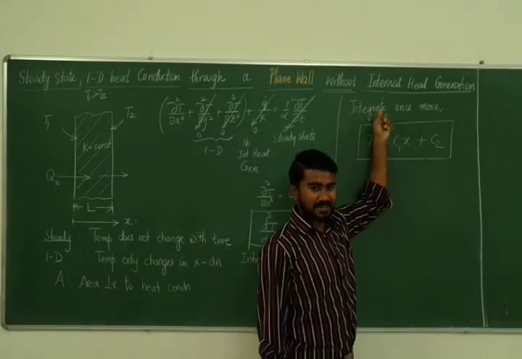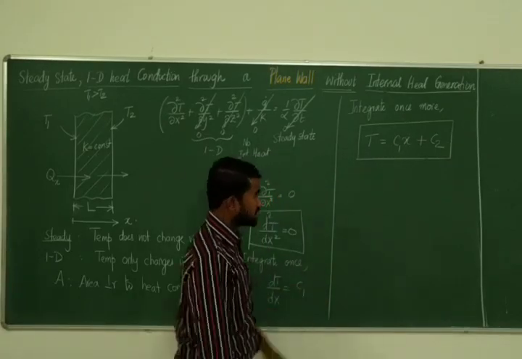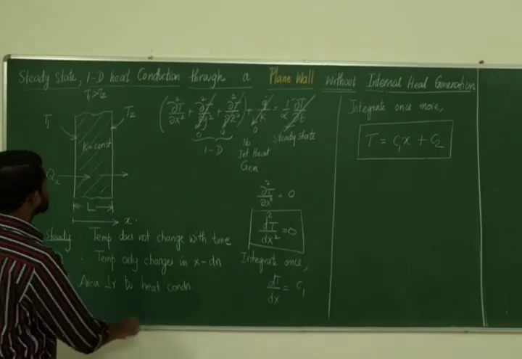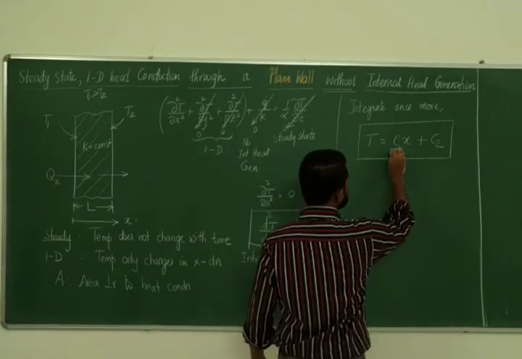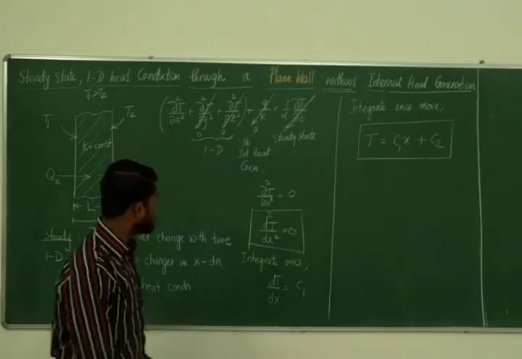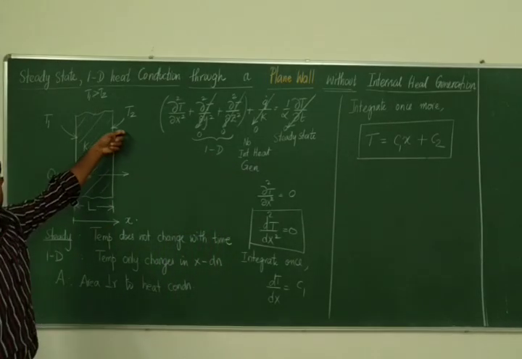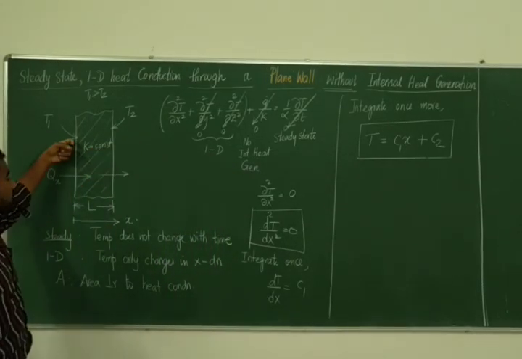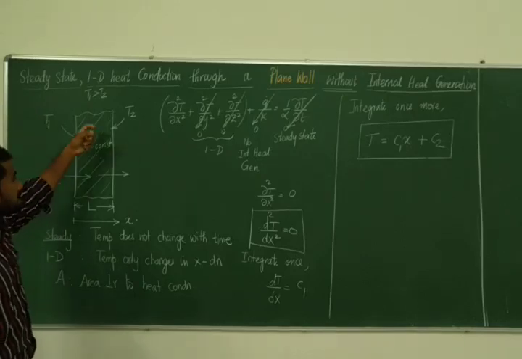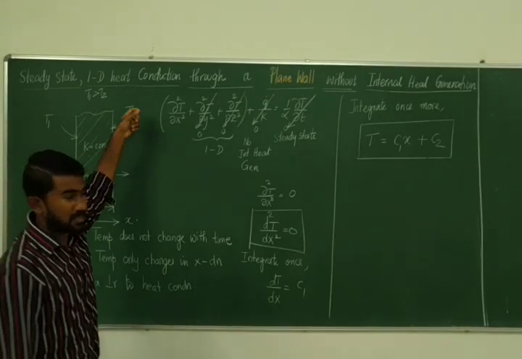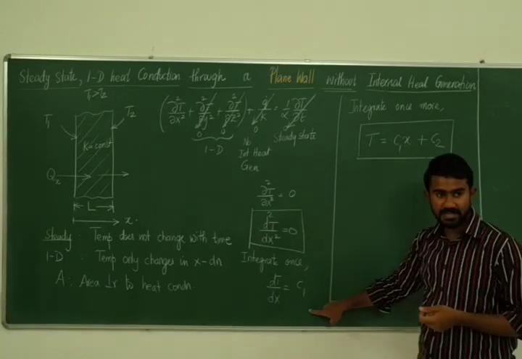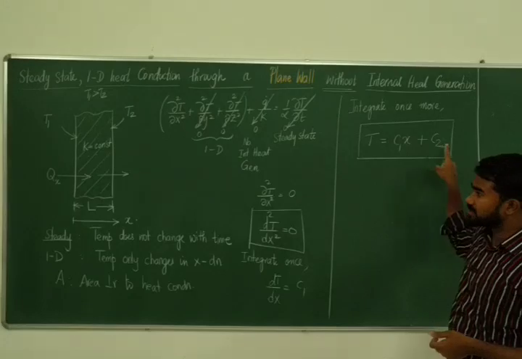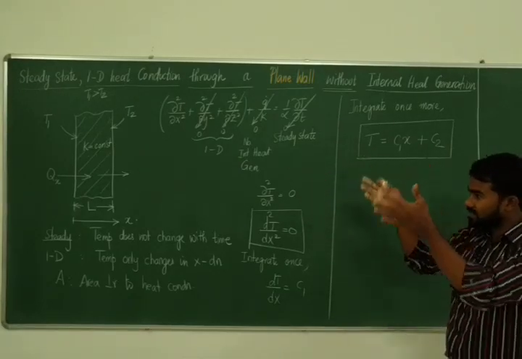It's the equation of a straight line, y equal to mx plus c. So the temperature distribution is a straight line. Now how to find c1 and c2? You find c1 and c2 using the boundary conditions. The temperature of the left end is T1, temperature of the right end is T2. So c1 and c2 are arbitrary constants, they are the constants of integration, but they can be found using the boundary conditions. What are the boundary conditions on the wall?